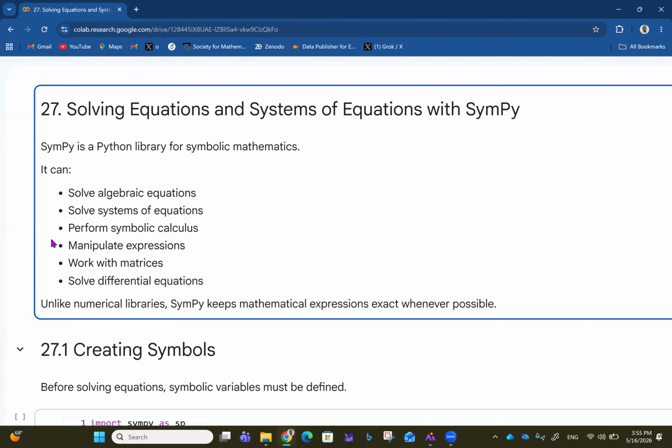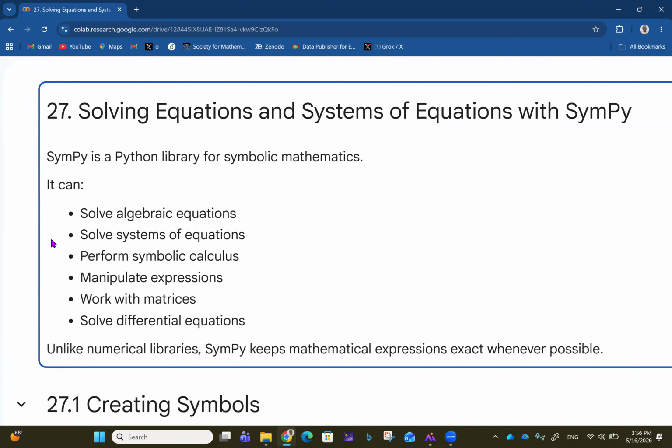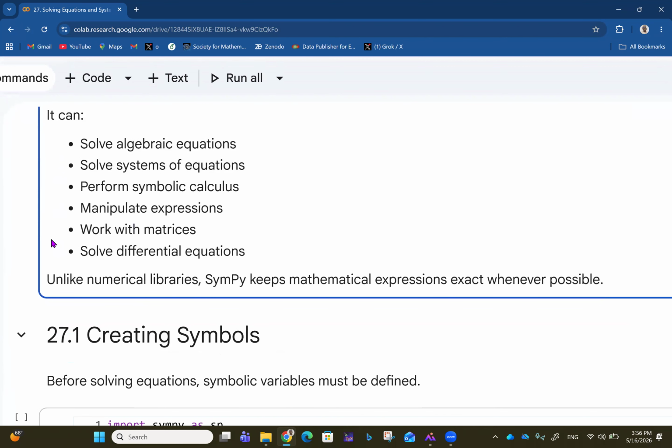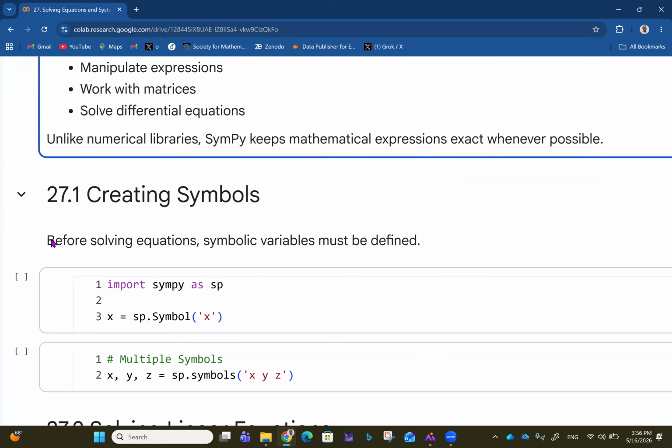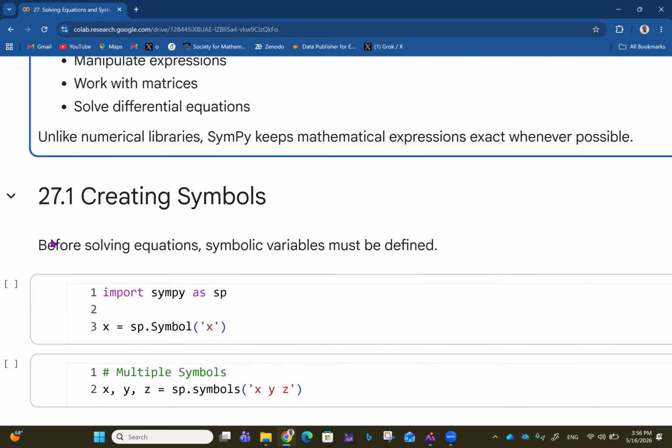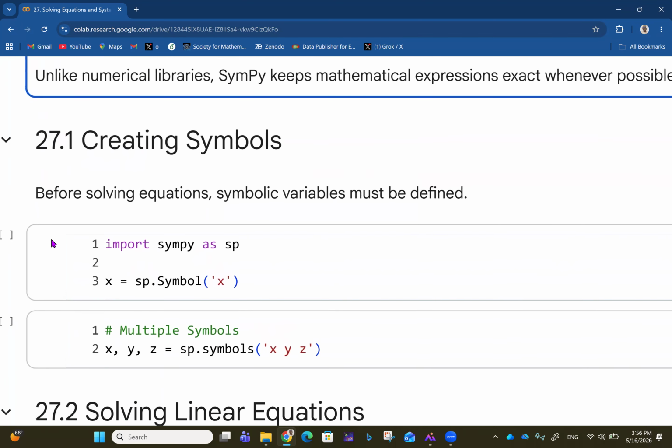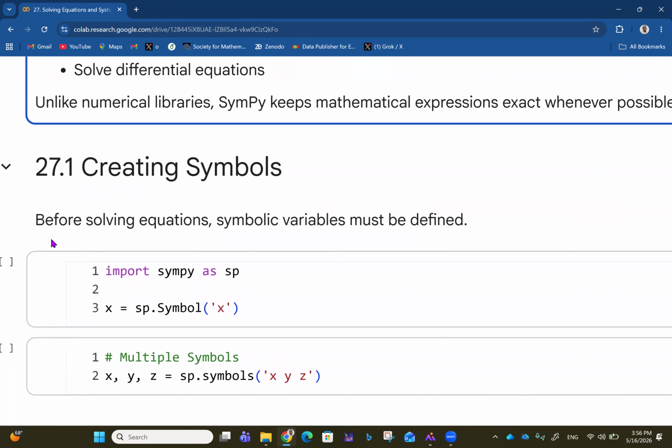Unlike numerical libraries, SymPy keeps mathematical expressions exact whenever possible. So sometimes you just want that exactness, not just some numerical approximation. And that is where SymPy becomes very helpful. One of the first things you do when you use SymPy is you install it if you are using it for the first time. Once you have it installed, anytime you open a session, you then need to import it. So importation is like summoning it for work.